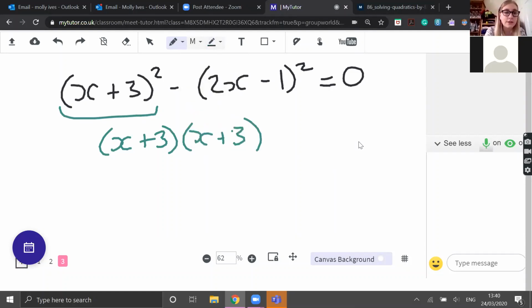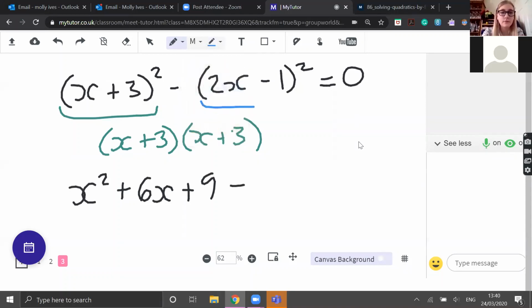So I will go through this fairly quickly, but we'll have x squared plus 3x, so plus 6x plus 9. Hopefully you can see where that comes from. And then we'll have minus this one squared, which is 2x minus 1, 2x minus 1.